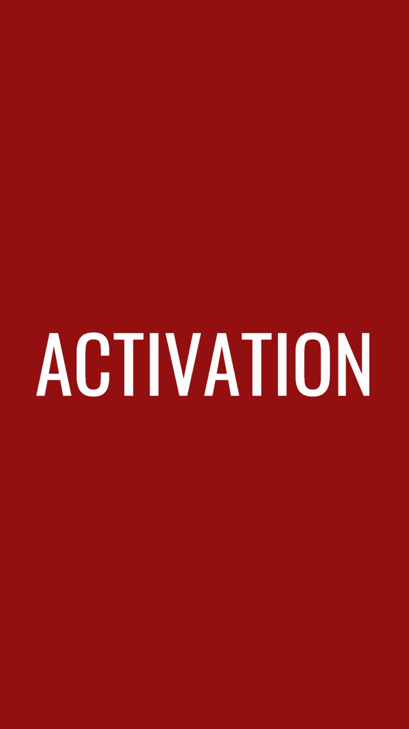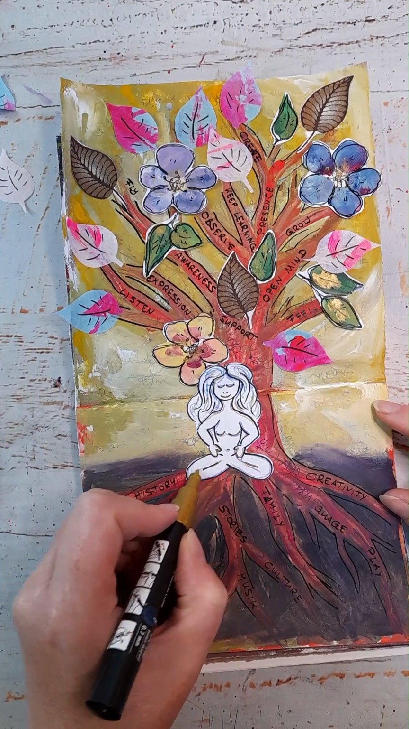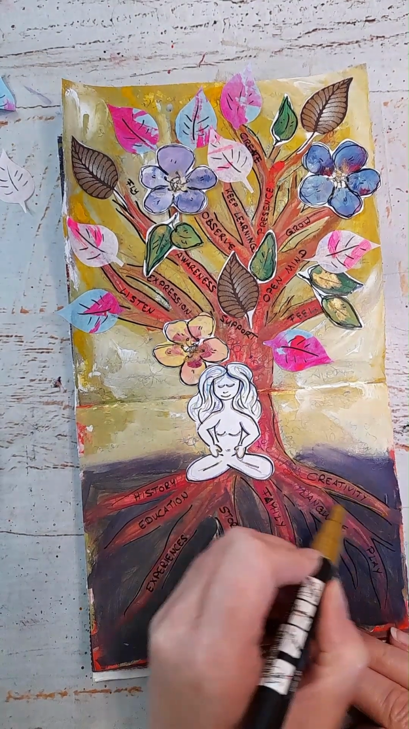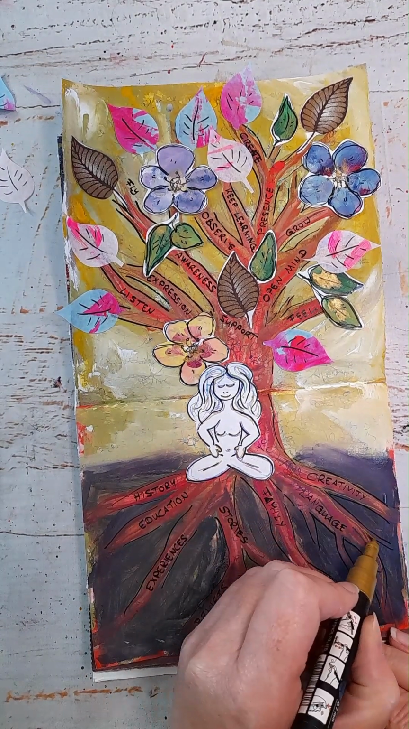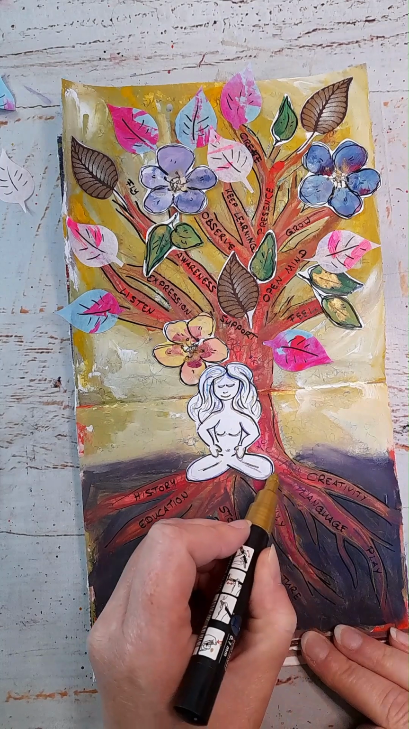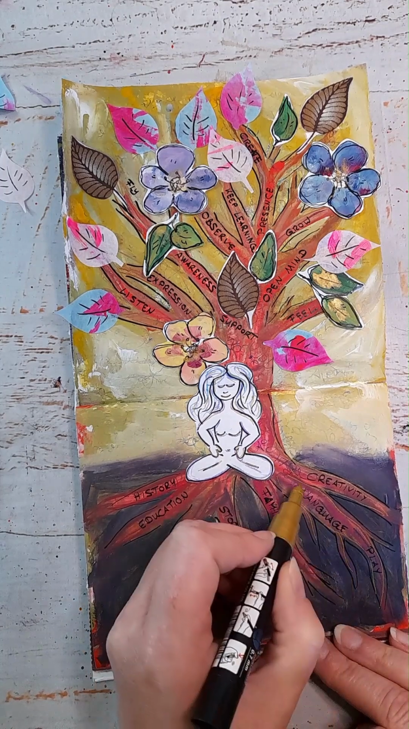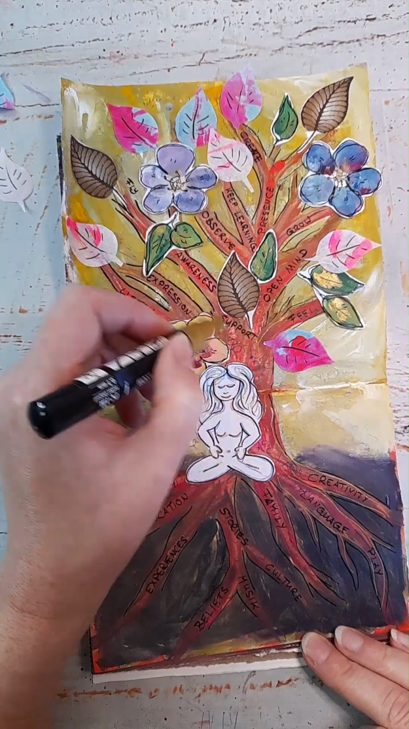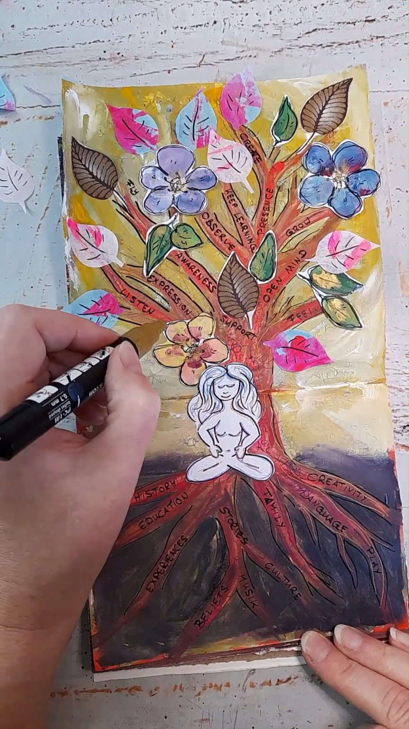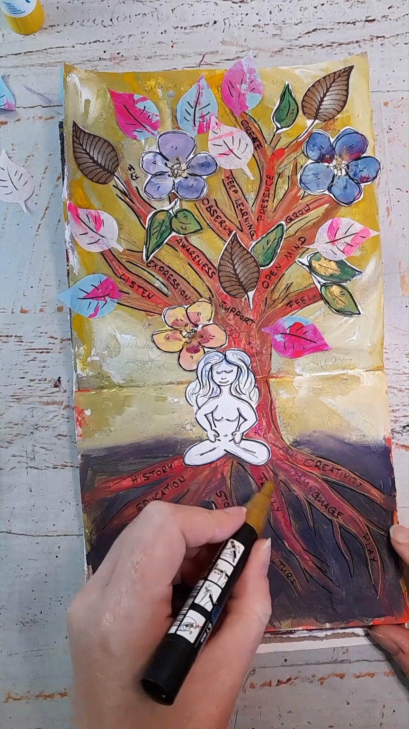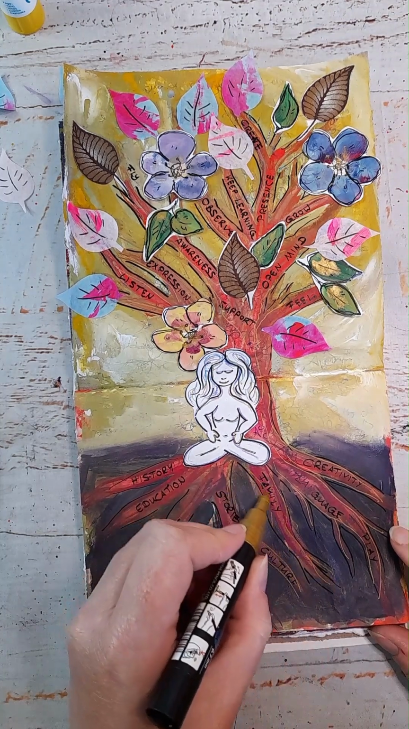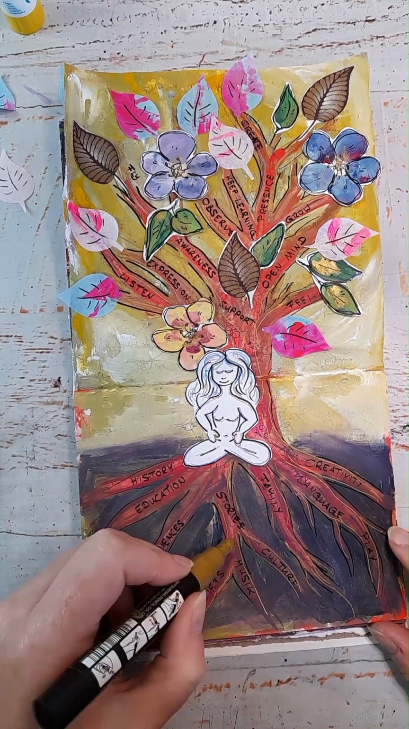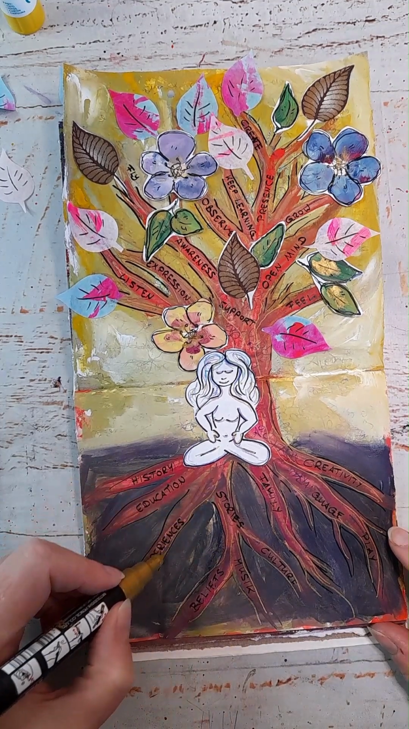The last step is called activation, and you can just go ahead and put some glitter on your page if you're into that. I use a gold Posca marker to put some accents and details on my trees to make it glow a bit more. That's something that I like to do. So it's just about adding some special touch that you like and that make the page come to life, and to remind you of the wisdom or the insights that you gained.